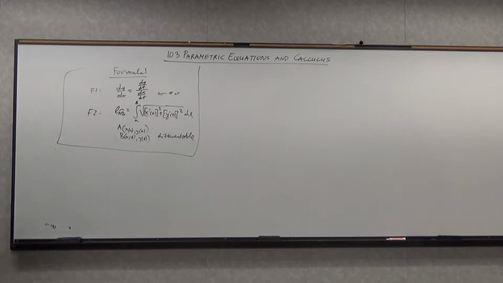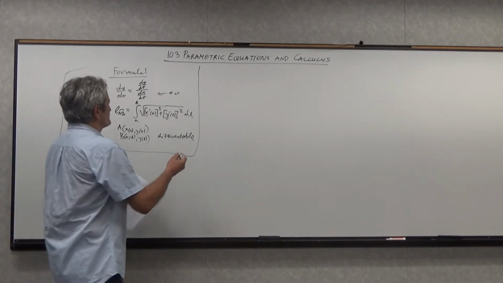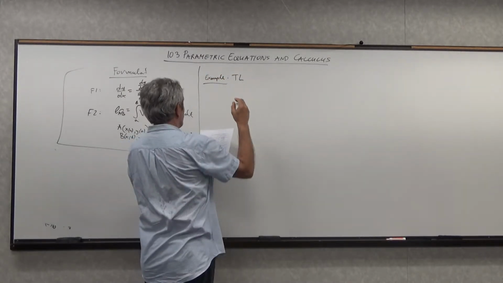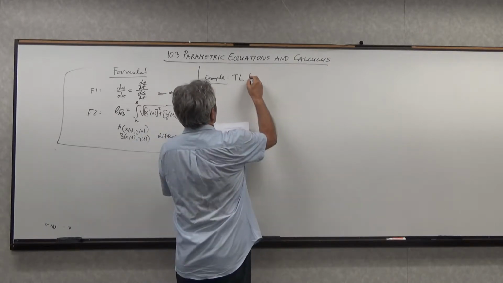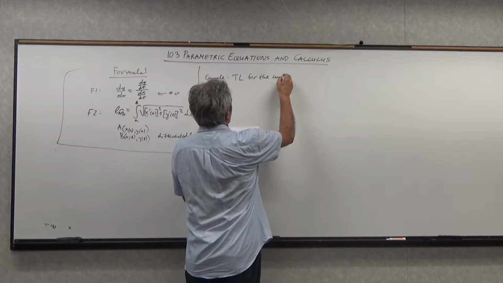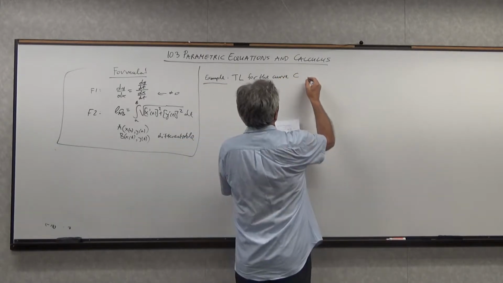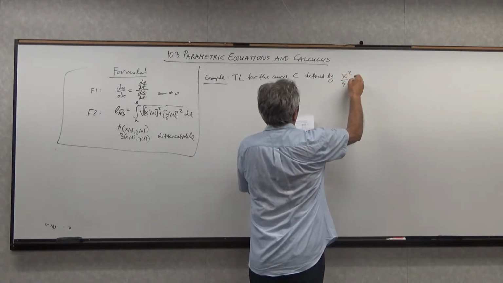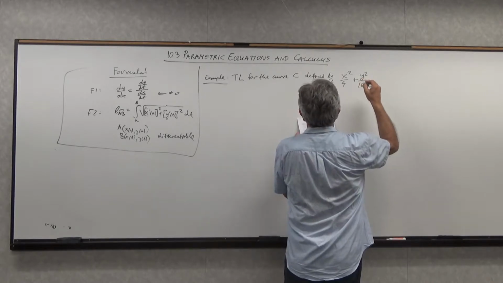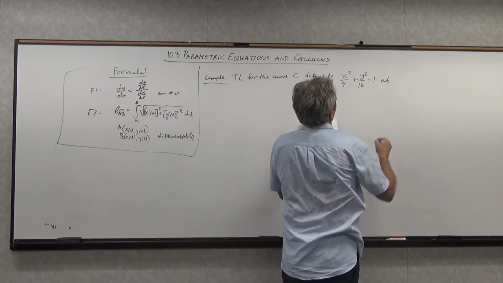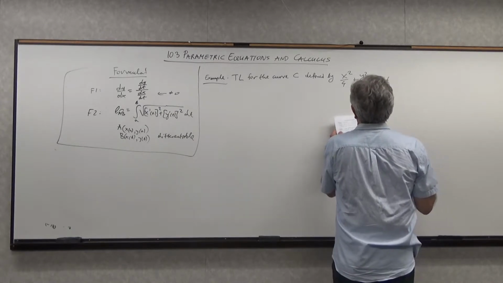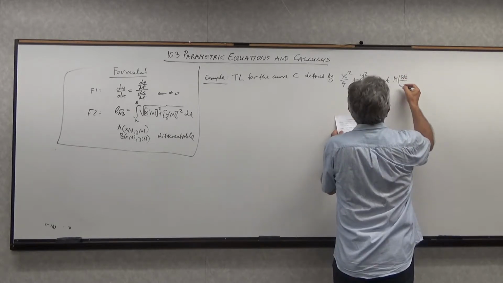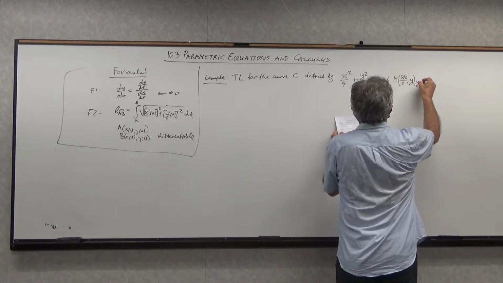So here it is. Example. Find the tangent line for the curve C defined by x squared over 4 plus y squared over 16 equals 1 at point M, 3 root 2 over 2 and y, where y is greater than 0.